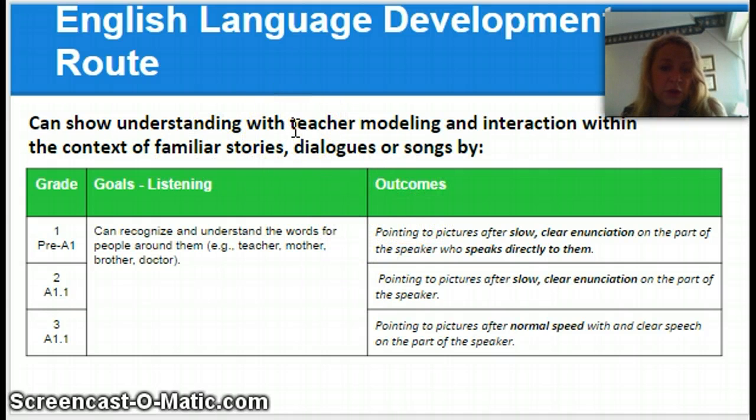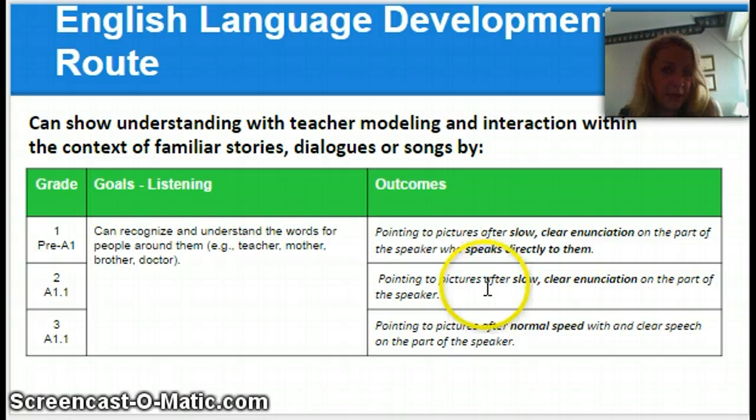First, the student would have some teacher modeling, some interaction within the context of familiar stories, dialogues, or songs, and then they would show their understanding by doing things like pointing to pictures after slow, clear enunciation on the part of the speaker who speaks directly to them. That would be at the level of a pre-A1. A student at the higher level would be able to do the same, but would not necessarily need the speaker to speak directly to them.